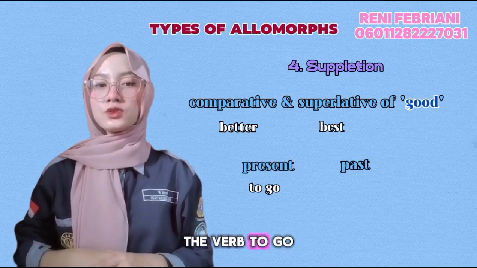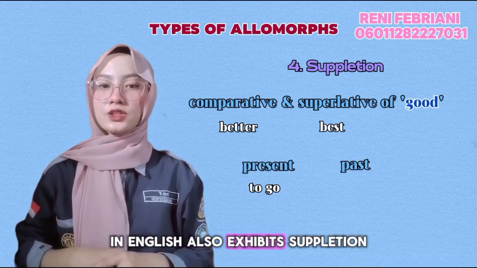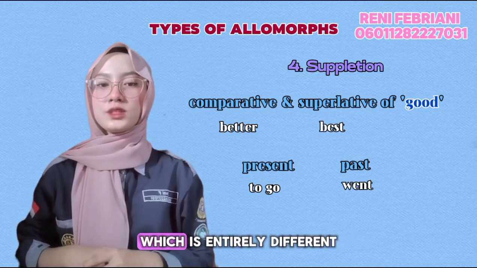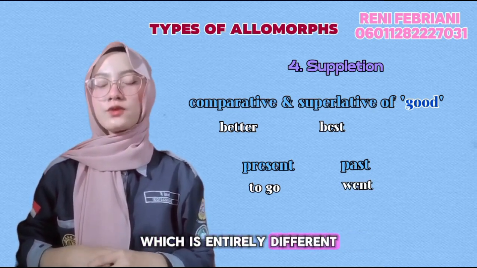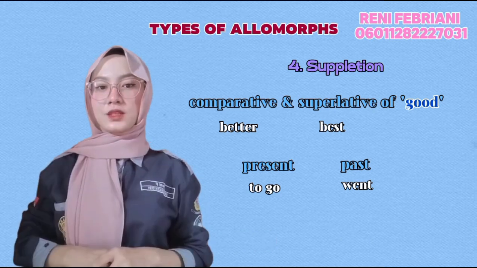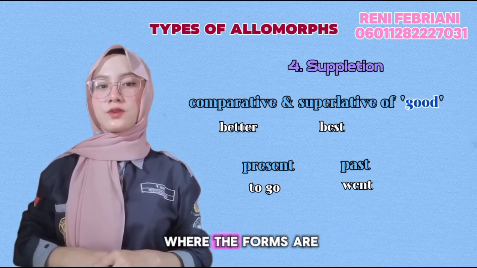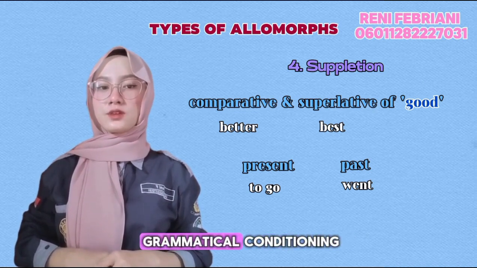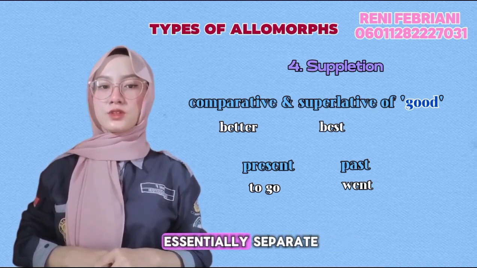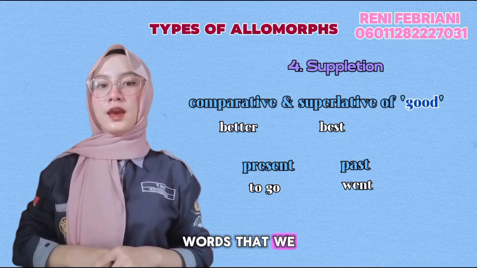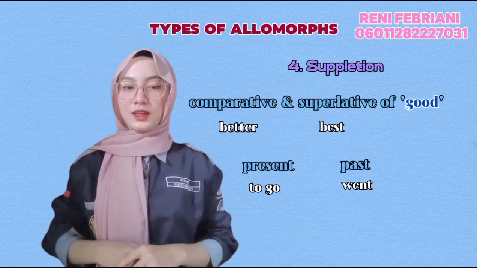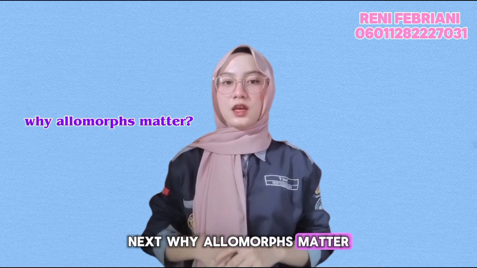The verb to go in English also exhibits suppletion, as the past tense form is went, which is entirely different from go. Suppletions represent a situation where the forms are so irregular that they do not follow any phonological or grammatical conditioning, and the allomorphs are essentially separate words that have come to represent different forms of the same morpheme. Next, why do allomorphs matter?